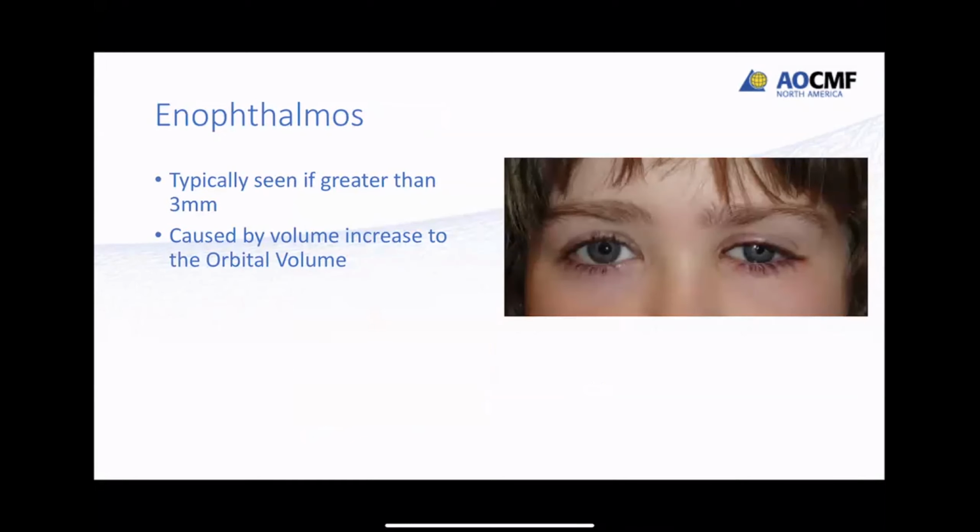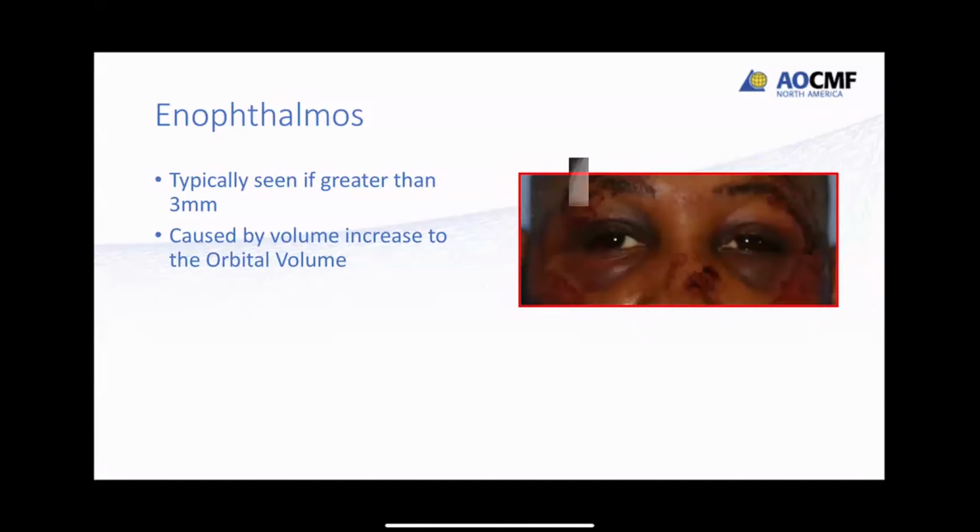Enophthalmos is another thing that we see, but we don't really document very well. Typically you see it if it's greater than 3 millimeters, and it's caused by an increase in the orbital volume, so the globe sits back in there. You can see this in this kid, his eyelid is kind of closed down. It's very visible, but this isn't what we normally see in our patients. Patients come in to the emergency room and they are very swollen. You can see the globe.